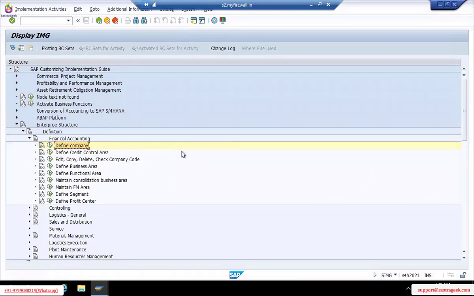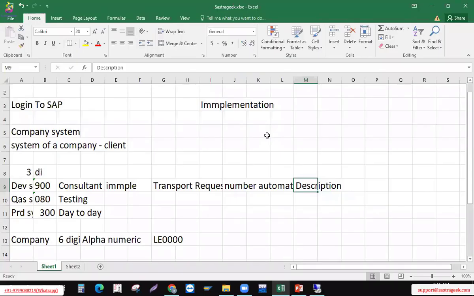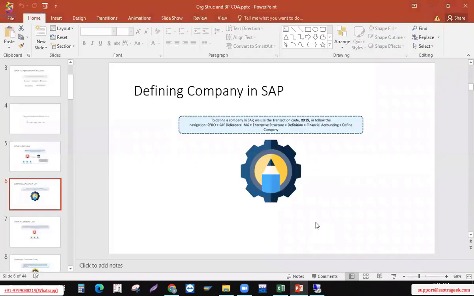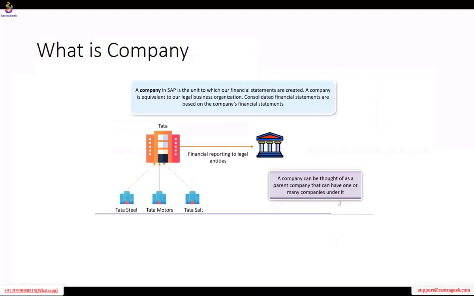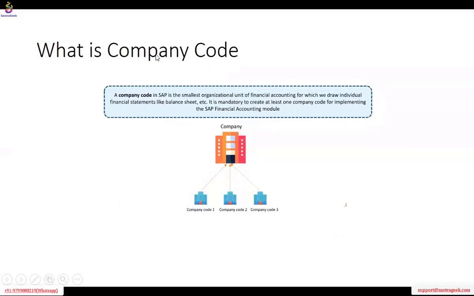Next one is, in this org structure, what we discussed, we have a group of companies which we just created, and now let us create these entities. What is a company code?